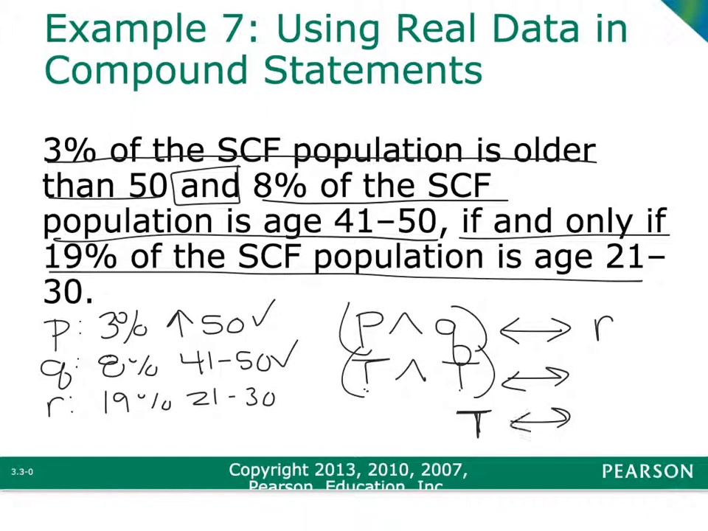Now let's see what the right-hand side is. Is it true that 19% of the population is between 21 and 30? And that is actually false because when you look at the pie graph, it's actually 39%. Okay? Because the symbols don't match, you can say that this is a false statement. Okay? And you have proven that using a truth table. Okay?